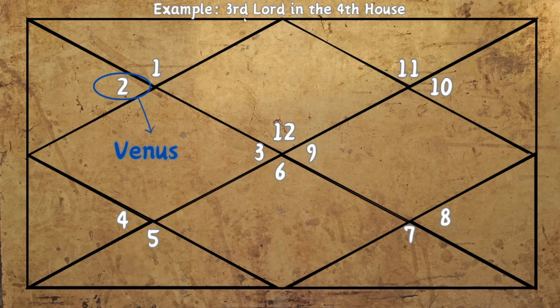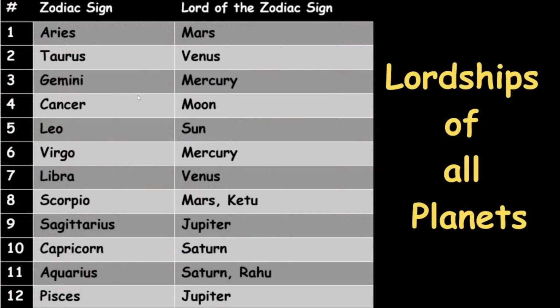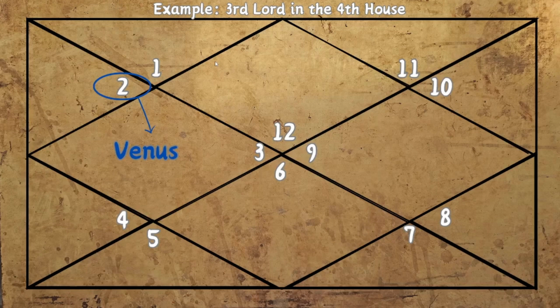For example, if in your chart the third lord is in the fourth house, how do you conclude that? If you see, this is the first house where 12 is written, this is the second house where 1 is written, and this is the third house where 2 is written. Now what is 2? If we look at the table, 2 is nothing but the Taurus zodiac sign. And who is the lord of Taurus? It is Venus. So you will say the lord of the third house is Venus, because it is the lord of the Taurus zodiac sign.